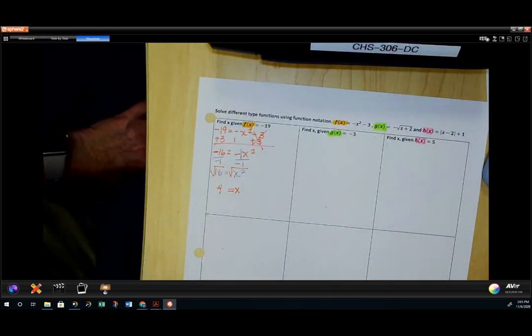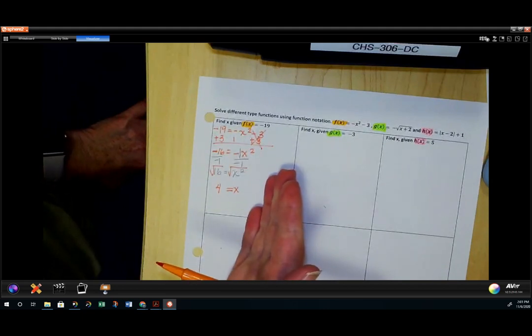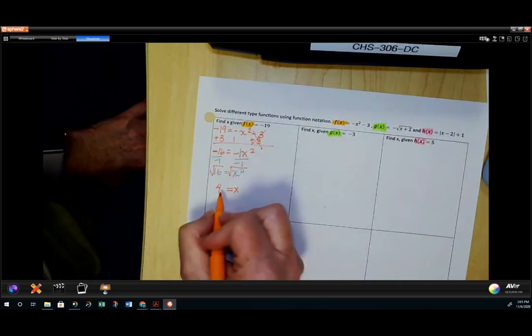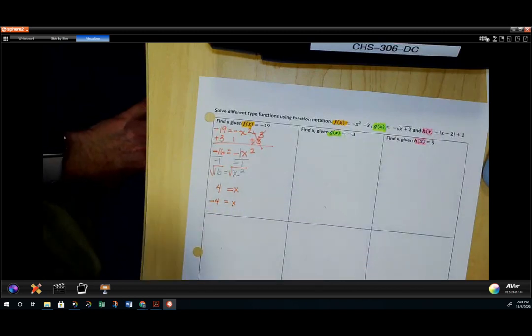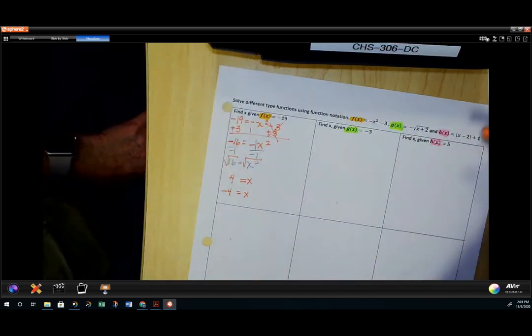And then you think, wait a second. 4 times 4 is 16. Yeah, that's right. But also negative 4 times negative 4 is 16. So there has to be 2 answers.